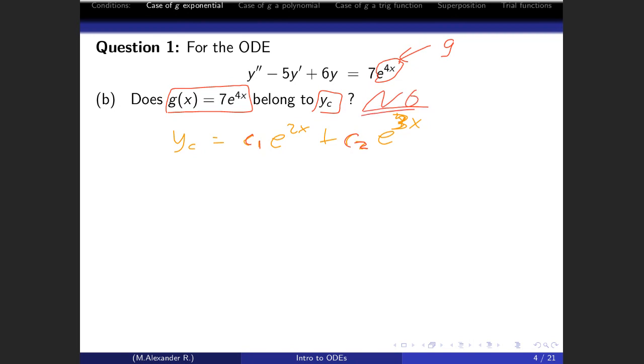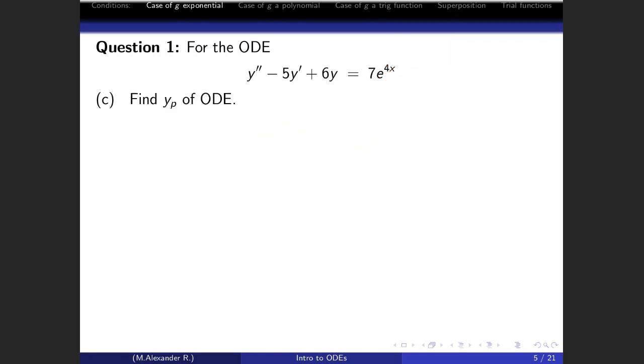That's because the g function has the 4x, and our solutions have the 2x and then the 3x. So the answer to this problem is no. Just keep that in mind for the second question. No to this question means that this is an easier problem to deal with, and we'll figure out what that easier part means on question number 2.